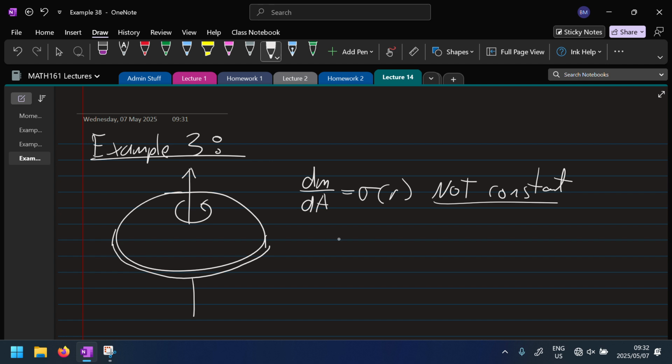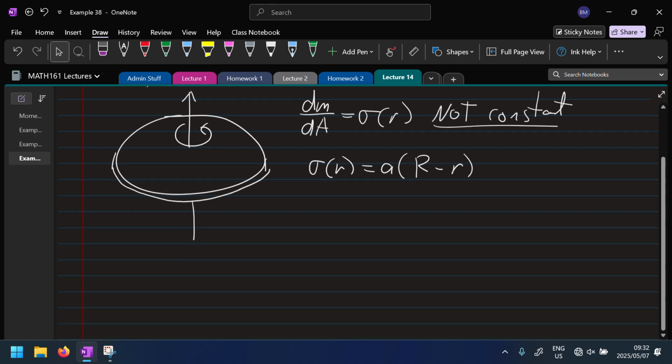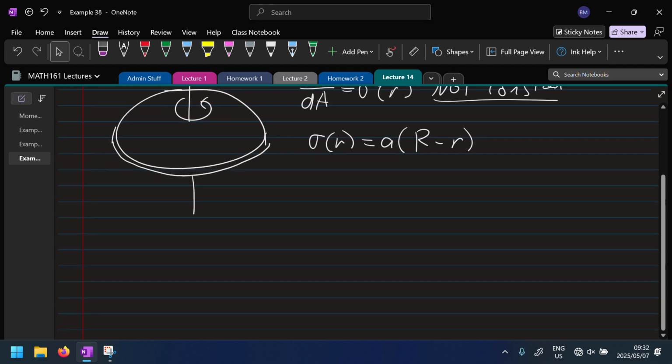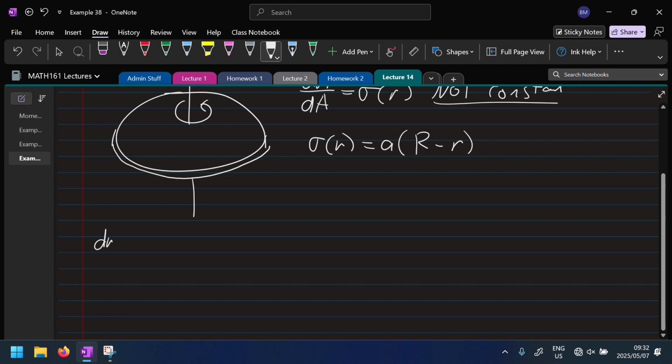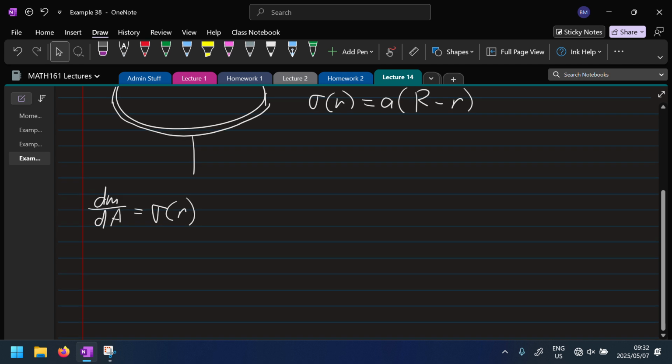The sigma is given to us, so sigma of r is equal to a capital R minus little r. Okay, and we can see now the mass density depends on the radius. It's no longer constant. So let's work it out. Going back here, dm by dA is equal to sigma of r, which is given. We can take the dA over to the other side, so we've got dm is sigma of r dA.